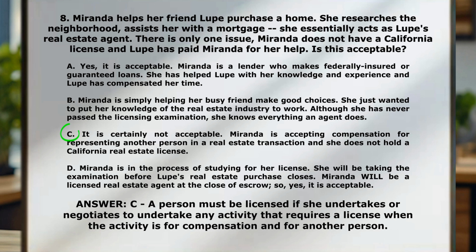The answer is C. A person must be licensed if she undertakes or negotiates to undertake any activity that requires a license when that activity is for compensation and for another person. So C, certainly not acceptable. In terms of a real estate transaction, Miranda does not have a license, so she cannot accept compensation for representation of another party in a real estate transaction.